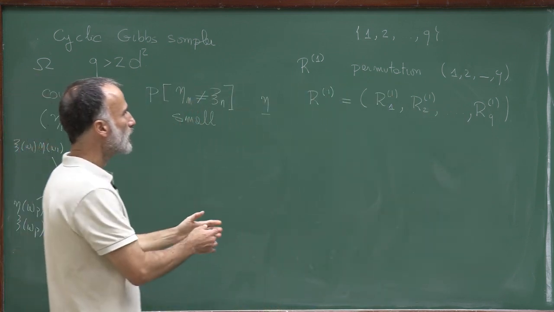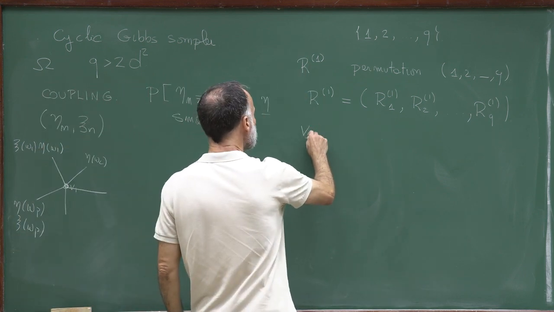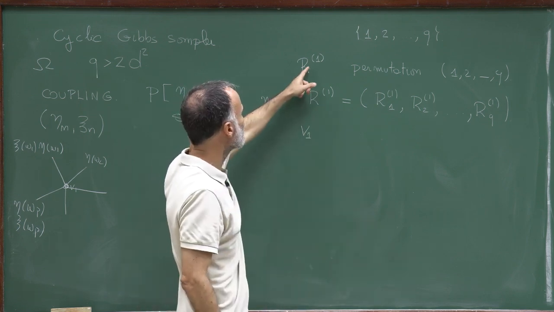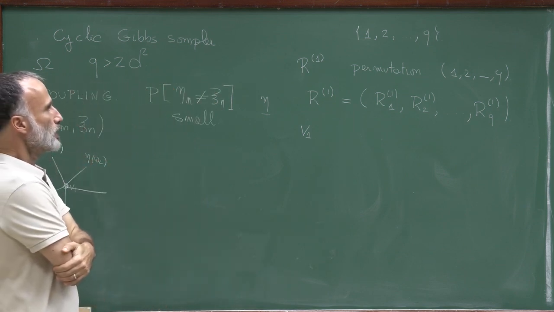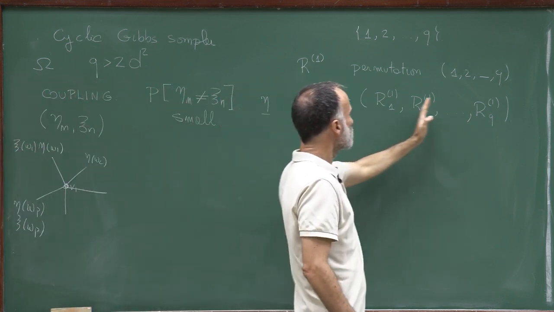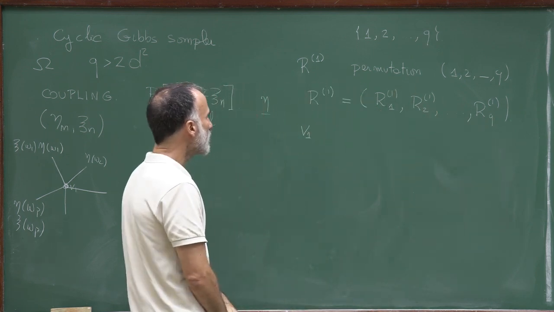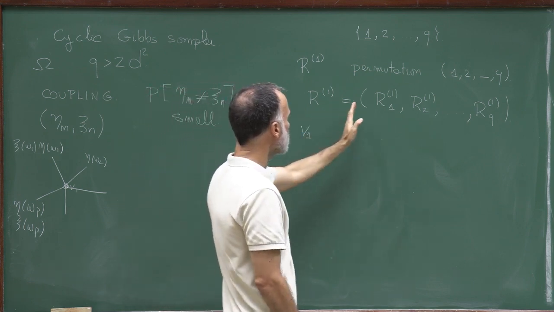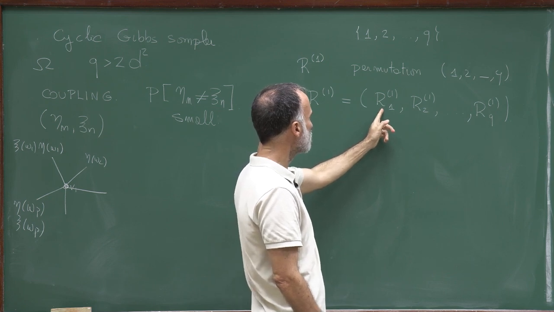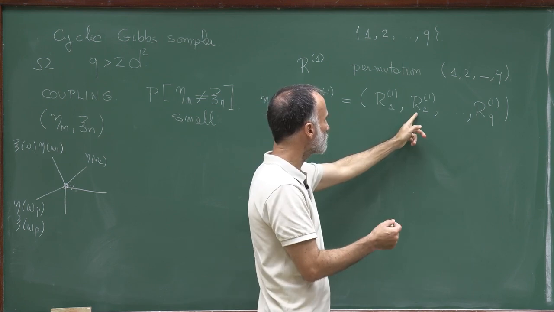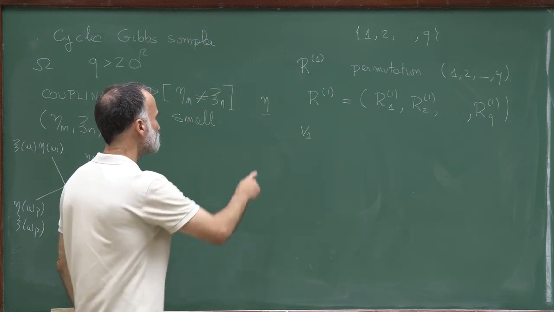So let me repeat. I fix a permutation. I want to update site V1. I will use this permutation R1 to update site V1. So this is a random permutation. There are Q factorial permutations. Each one has the same probability. And now if I want to update eta, I will look at this permutation. I look at the first term. I see if it's an allowed color, I use it. If it's not, I go to the second. If it's allowed, I use it. Otherwise, I go to the third, and so on. And I do the same thing for xi.